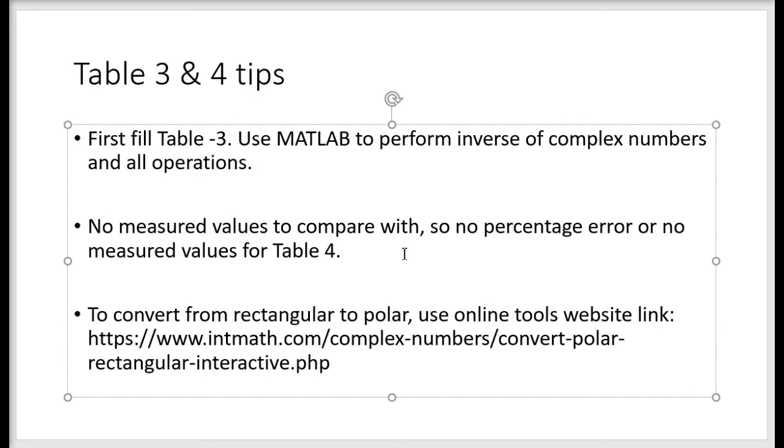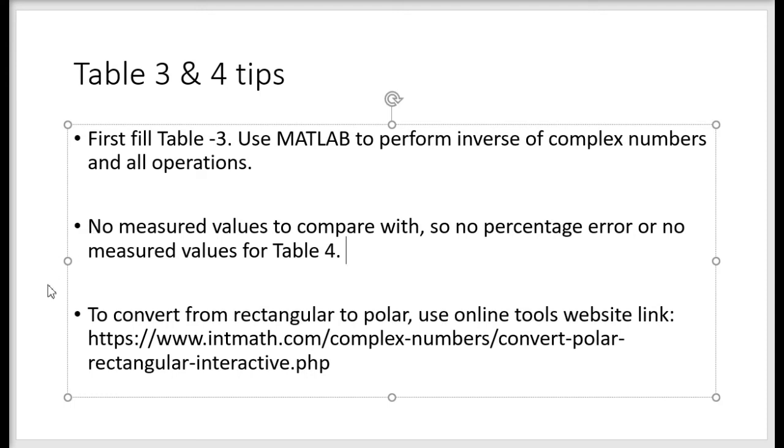and then for table 4, you are not going to use measured values of the current, so no percentage error comparisons, right? So there are straight formulas. Using those formulas, you first calculate the rectangular current and the other parameters that they ask you to calculate in table 4. That's the first column.